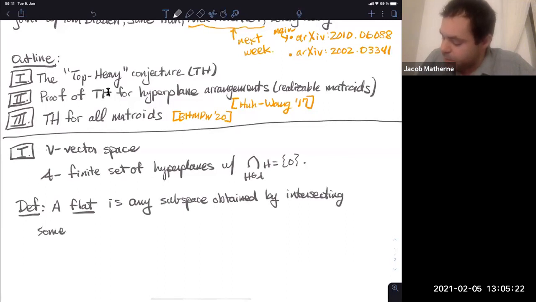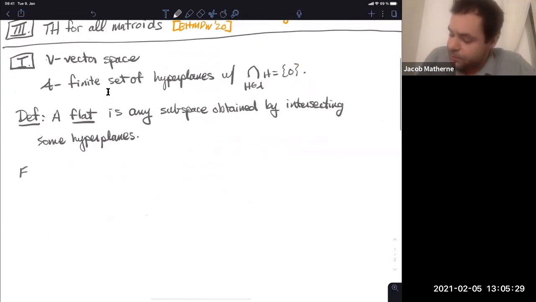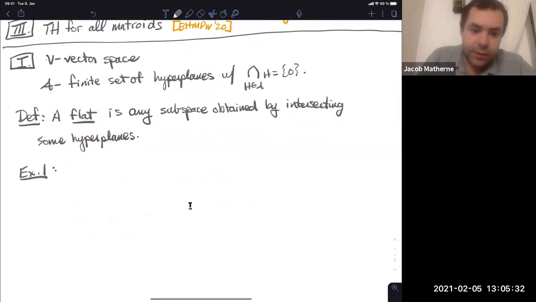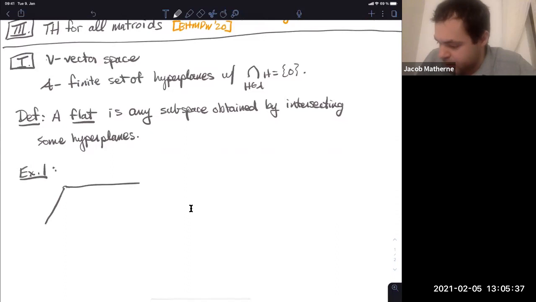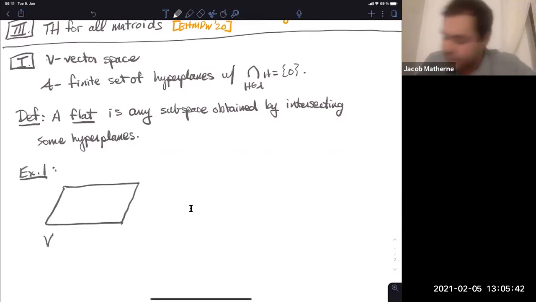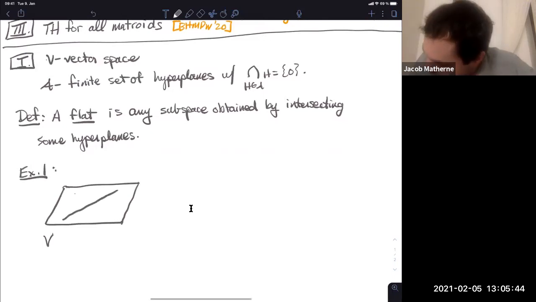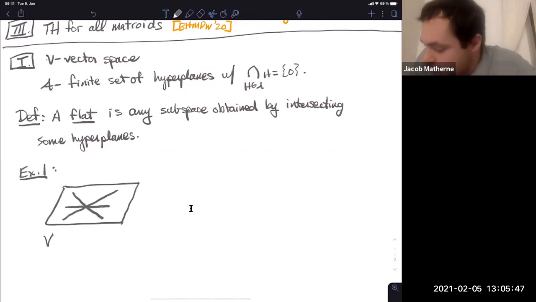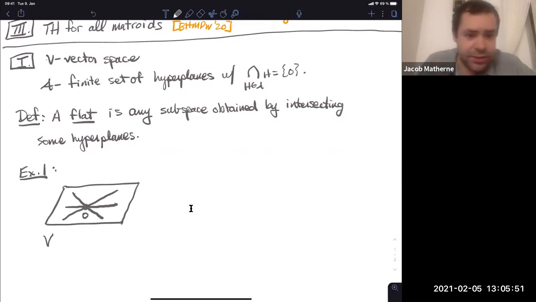And I'll do an example now. So the first example: I'm going to have a two-dimensional vector space, so I'll draw a plane. And I'm going to have three lines, so I have three hyperplanes inside of this two-dimensional vector space. These lines will be intersecting in the origin. The intersection of all of them is the origin. So I have hyperplane 1, hyperplane 2, hyperplane 3.